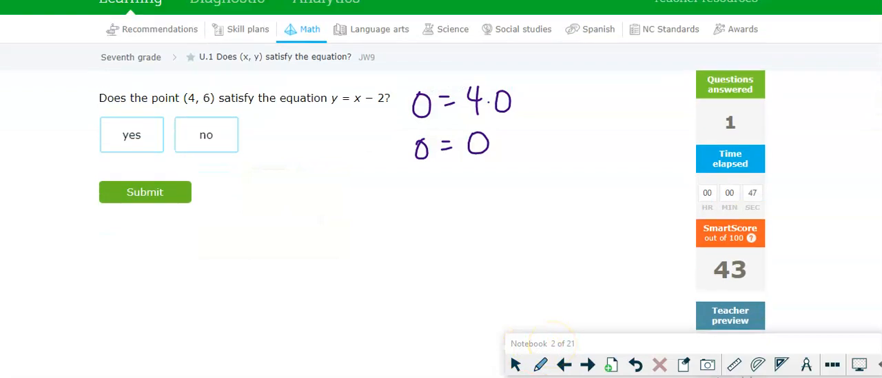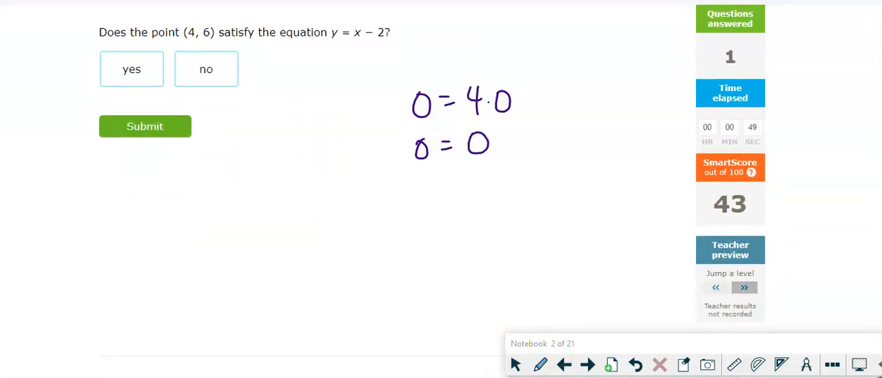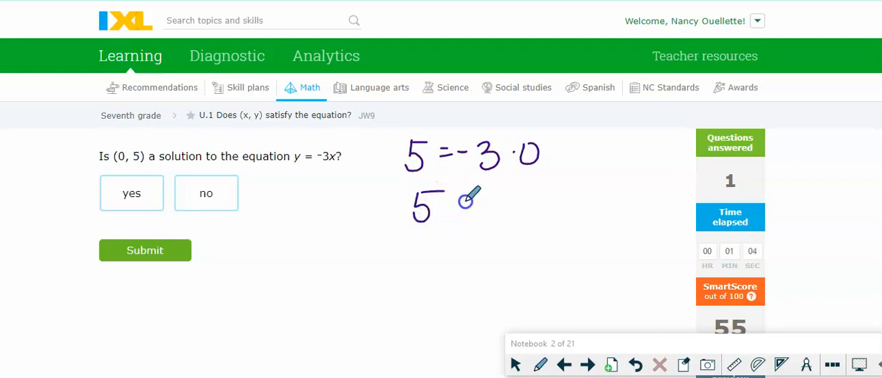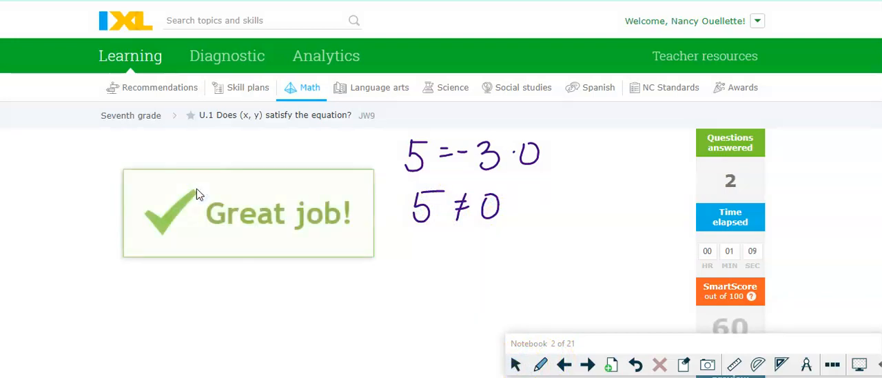See if we can jump another level. I'm thinking it's just going to give us higher numbers, but let's see what happens. Just a little bit different. Okay. 0 for X and 5 for Y. 5 equals negative 3 times 0. 5 does not equal 0. So this would be a no.